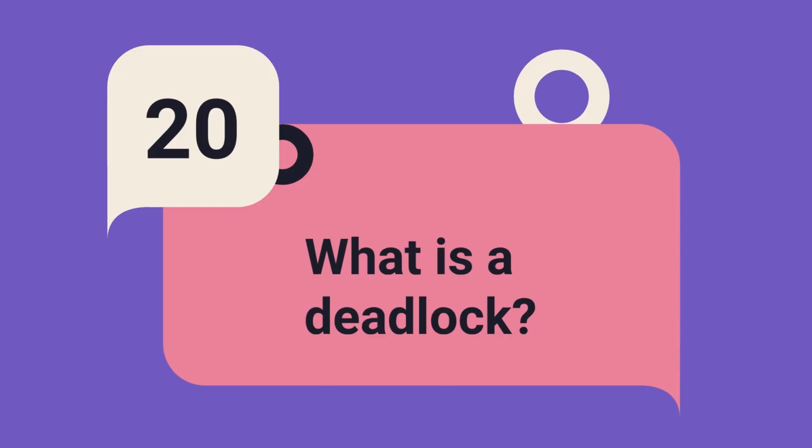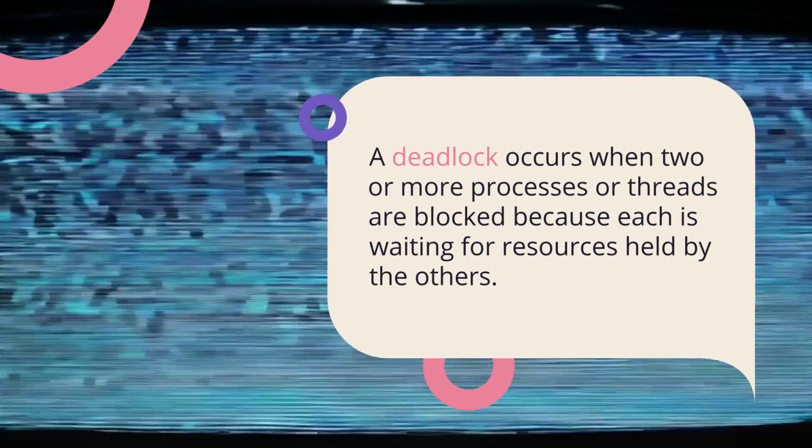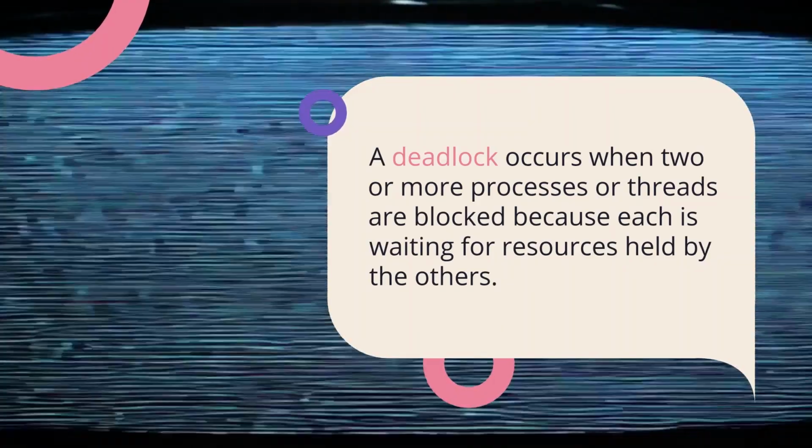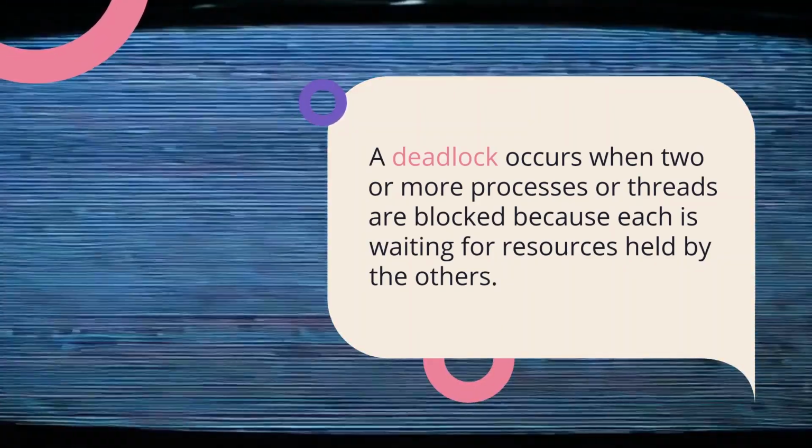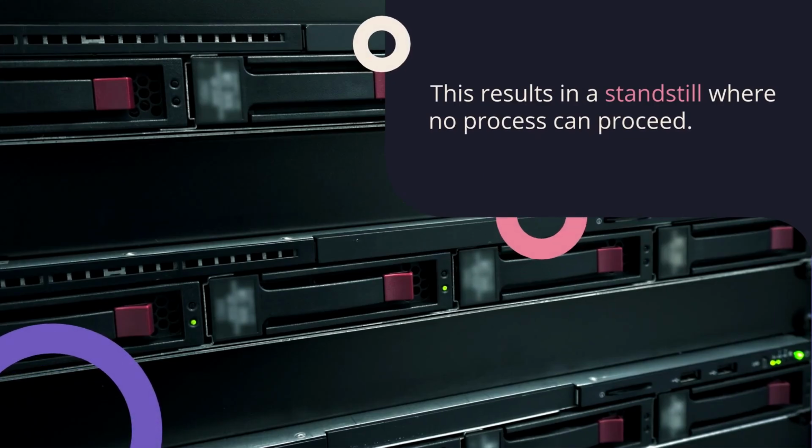20. What is a deadlock? A deadlock occurs when two or more processes or threads are blocked because each is waiting for resources held by the others. This results in a standstill where no process can proceed.